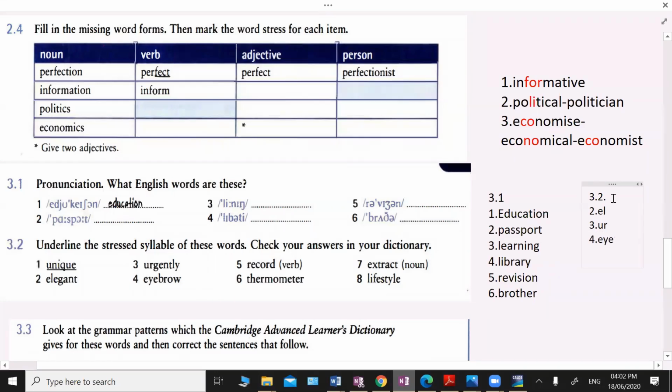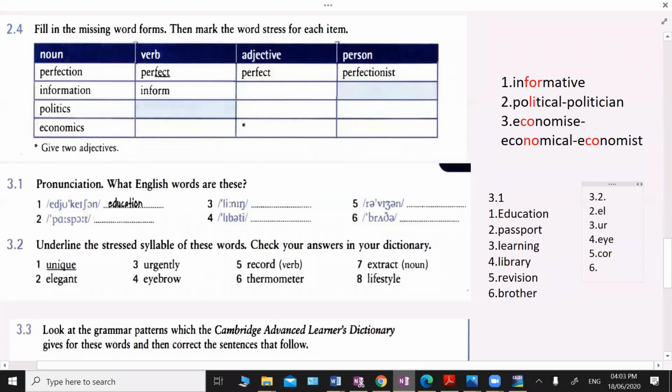Okay, number 5. Now tell me, it's a verb, not a noun. Record, record. The word is a verb and it's record. Yes, C-O-R. Record.